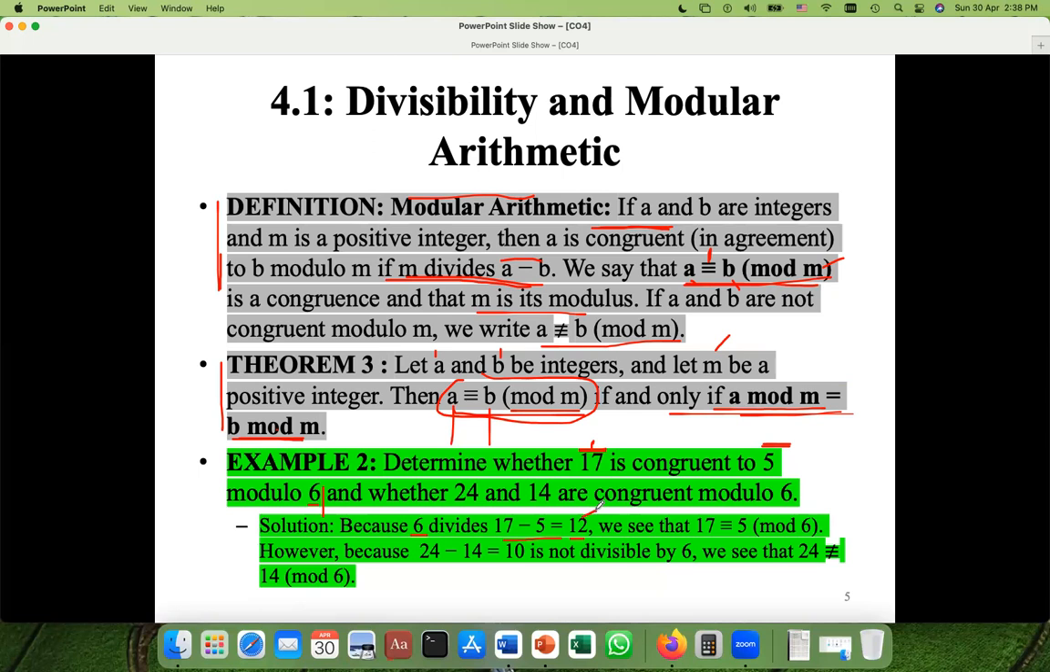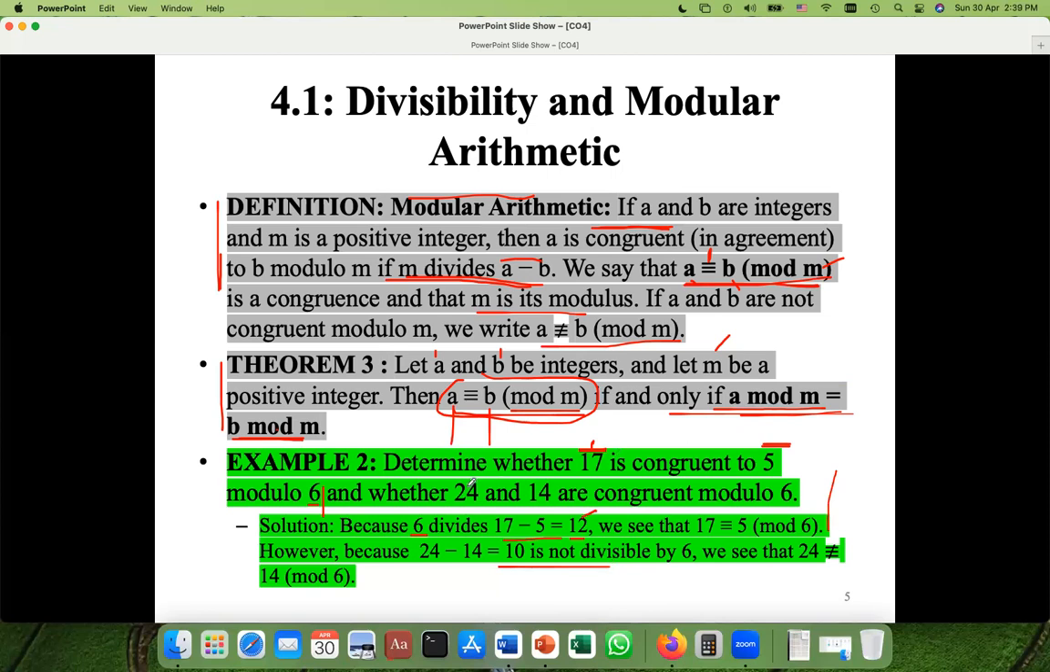So it is dividing, and then you can write it in this form: 17 congruent to 5 mod 6. So what it means is 17 is congruent to 5 modulo 6. If you have a remainder, then it's not. You can see this in the next example here.